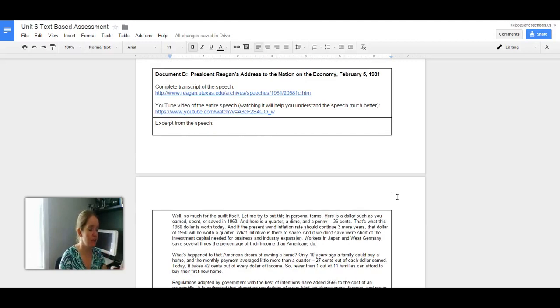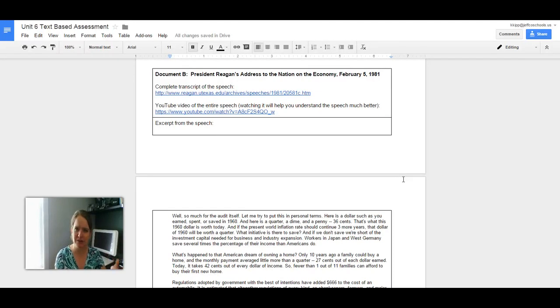Okay, then I have document B. Now, this is an excerpt from a speech that President Reagan gave in February of 1981. The economy was not looking good, and Reagan was looking to make some pretty major changes in the way our government functioned and how much taxes there were, etc. And so he does this speech. It's about a 20-minute speech in which he explains to Americans why he thought these changes were necessary.